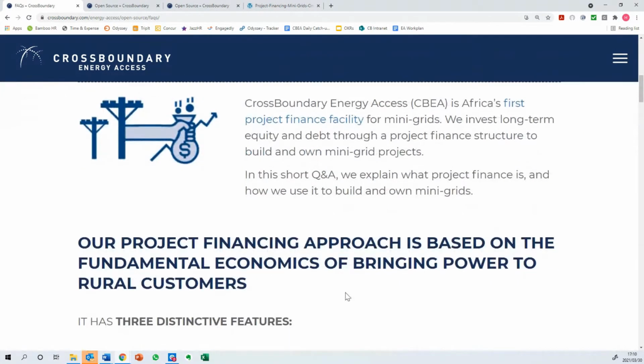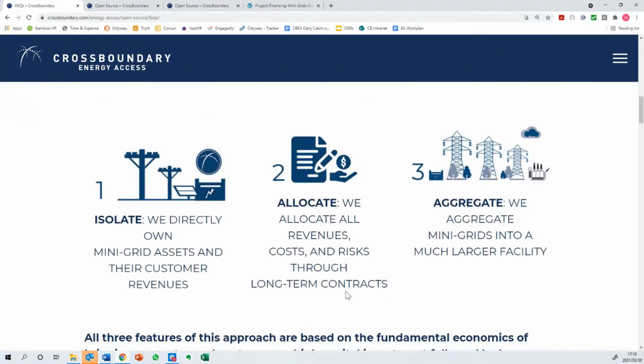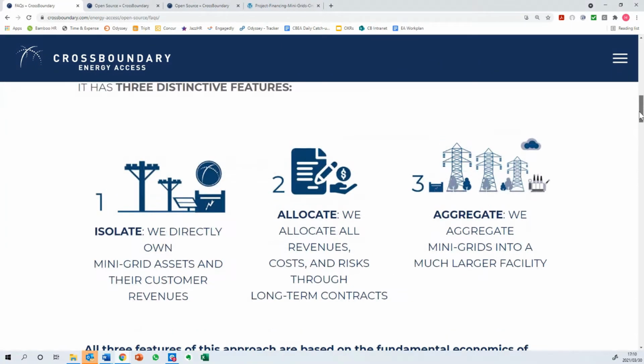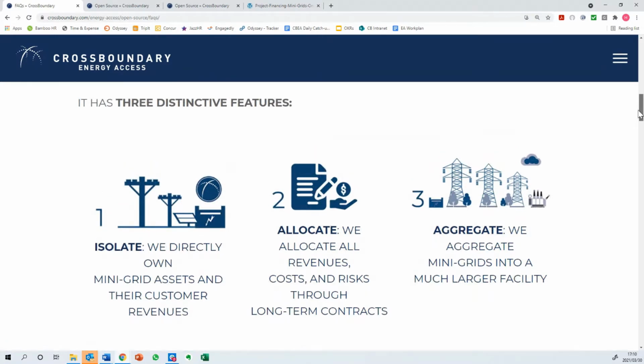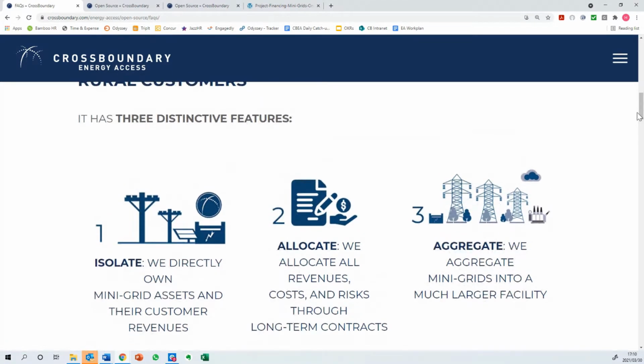The key thing is that the approach really has 3 distinctive features. We want to isolate mini grids, we want to allocate the risks and revenues, and then we want to aggregate the assets. Let me just take a minute to dive into each of those.